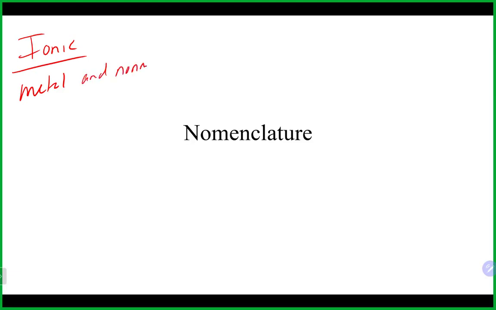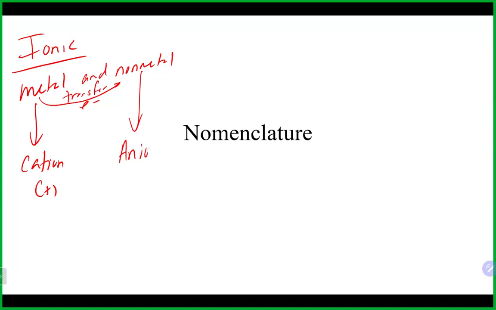And as we talked about there, that is going to cause a transfer of electrons, causing the metal to make a positively charged cation and the nonmetal to make a negatively charged anion. And again, as we talked about with bonding, there's no sharing of electrons happening here, right?